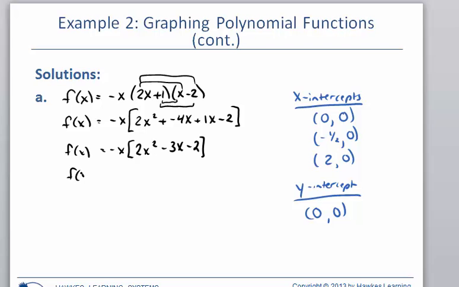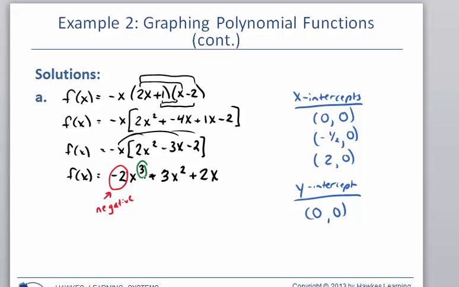And we still have a negative x to distribute through. So we're going to multiply this negative x times all three of those terms. So that's going to give me negative 2x to the third minus, actually plus, 3x squared plus 2x. So our leading coefficient is a negative, and our highest power of x is 3. So our degree is equal to 3, which is an odd number.